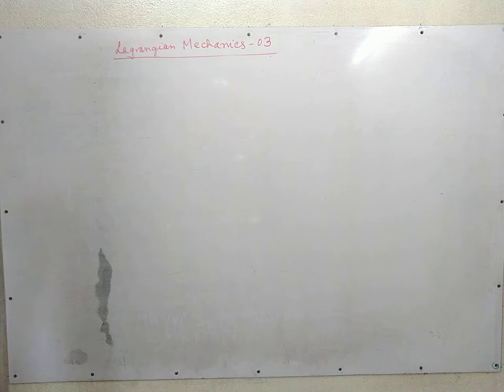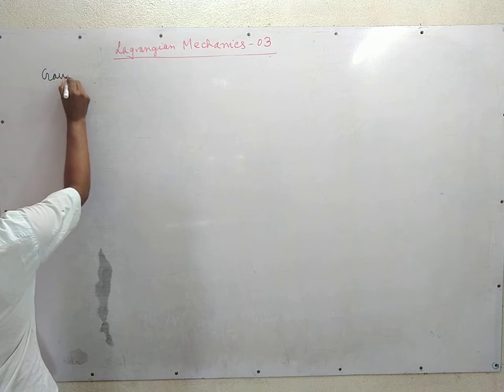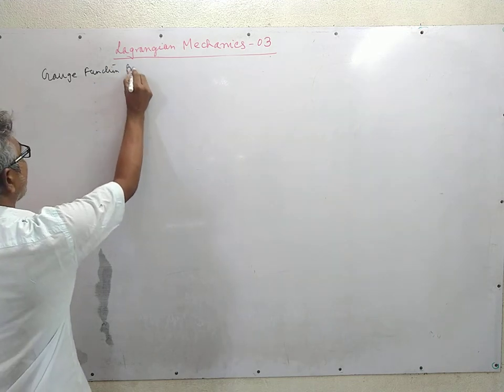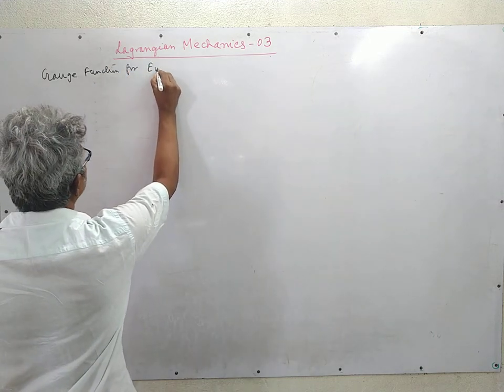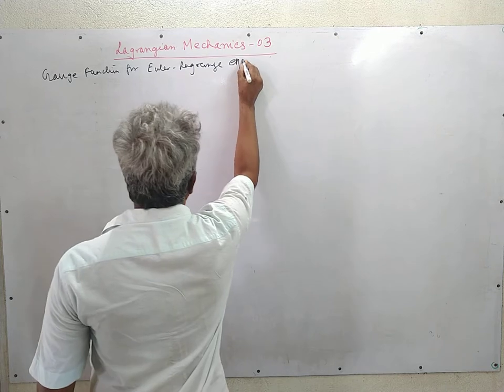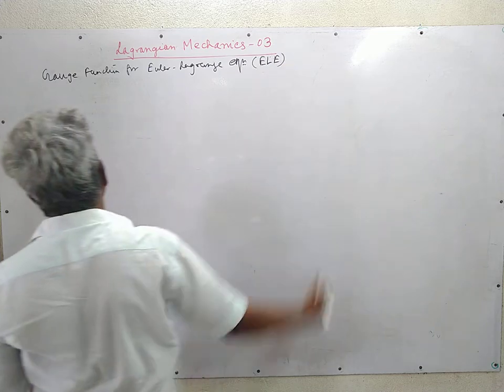Namely, today we shall discuss the gauge function for the Euler-Lagrange equation, and we shall also establish the invariance of the Euler-Lagrange equation under Galilean transformation. So first is the gauge function. Gauge function for Euler-Lagrange equation. Henceforth, we shall abbreviate the Euler-Lagrange equation as ELE.